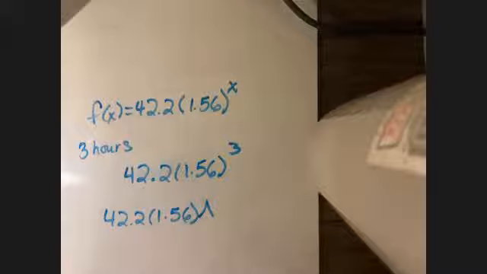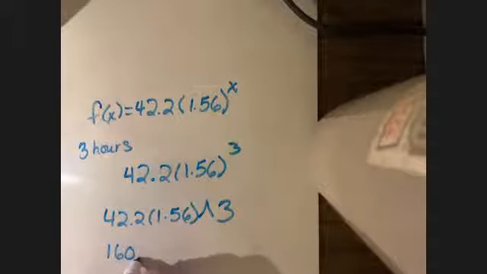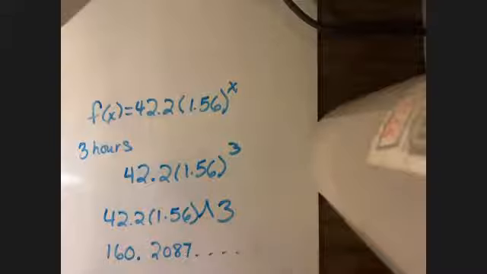Sometimes it will just put the little caret symbol, and then you're putting the number 3. Now then, we get 160.2087 with a bunch of stuff, and it said to the nearest dollar, so we're going to do $160. Okay.